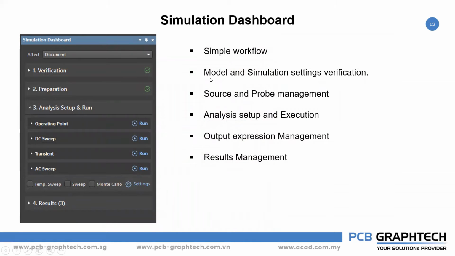This is a very good panel where we can work completely on the simulation analysis. Initially it will do the verification, meaning it will check whether all the components have models or not. Once it verifies, it will give the green tick mark like this. After that, if you want to add a voltage source, current source or power source, and if you want to add a probe at any point in your design to measure the value at that node, maybe a voltage node or current node, you can add the probes. Okay, so once these two are done, the preparation is done.